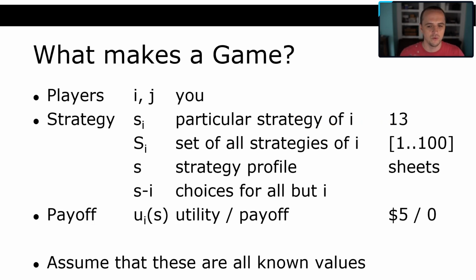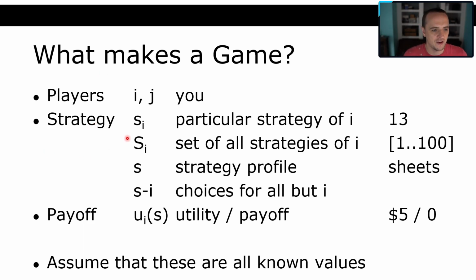All right, so what makes a game? If we want to enumerate it in a sort of exam question-y sort of way, what we have in a game is a set of players. So players are going to be I, J, K, whatever. And that is you, it's the other player, it's whatever, okay?